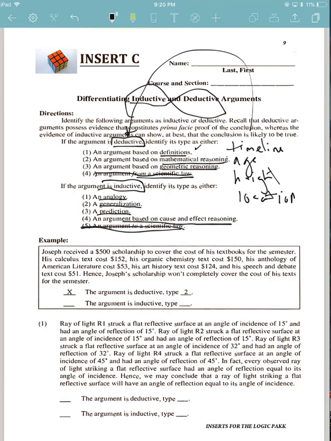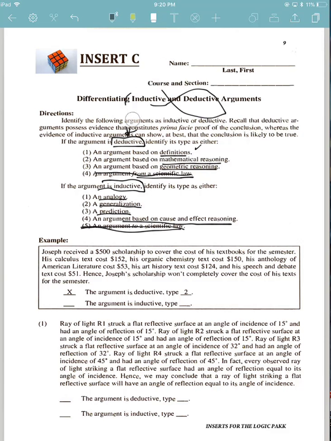Let me see, what else do we have? Yeah, that's pretty much it. I think that's all we have for that one. Let me just erase those, okay? Boom.